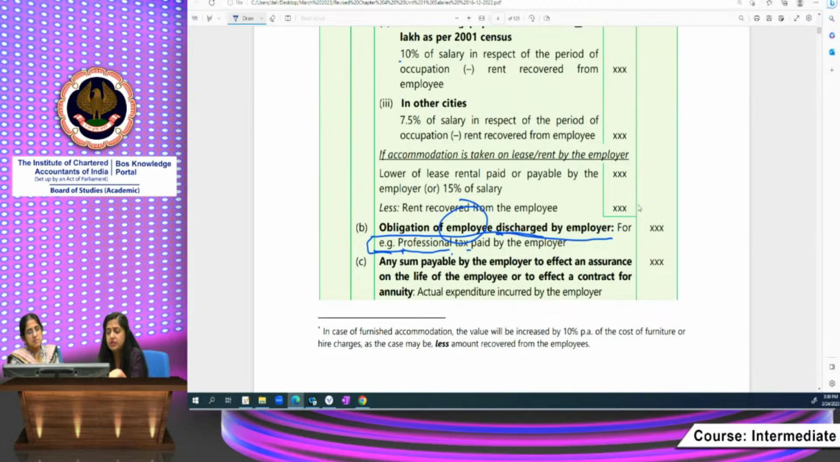We will discuss this later on in this pro forma. Suppose you have some domestic servant in your house, and your employer is reimbursing for the domestic servant helper. Then in that case, all these things are obligations of yours but discharged by the employer. So all of these are perquisites.